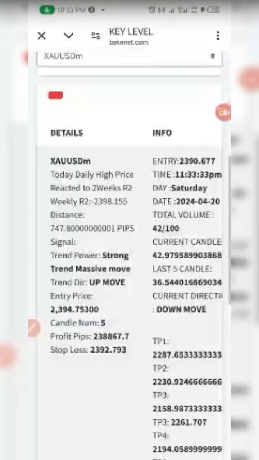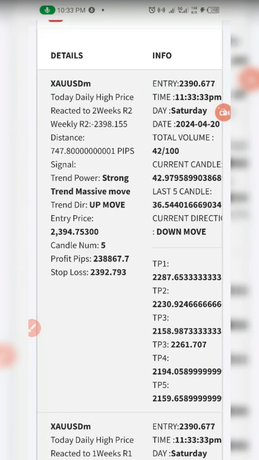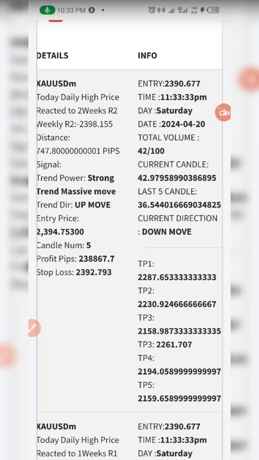Then, as you can see, it's telling us price is reacting to weekly R1. You understand? Here again, price is reacting to weekly R2. So it's giving us different analysis when price reacts to this level. But it will not tell you either buy or sell. As you can see, look at gold now.